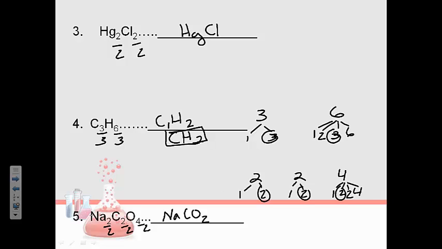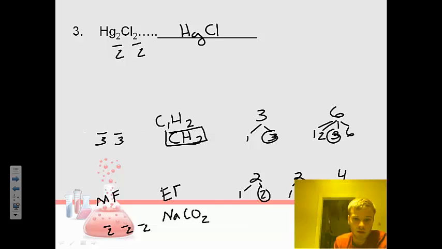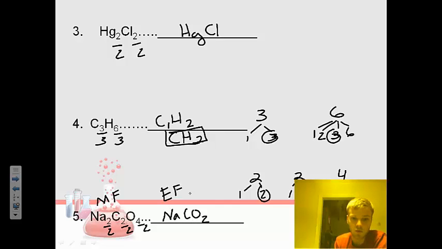Now remember, what type of formula is this? This is not reduced. This is my molecular formula. Empirical is my reduced formula. So I'll use those abbreviations throughout class. I'm not going to write those big words each time. It's just going to be MF and EF. You've got to know it.